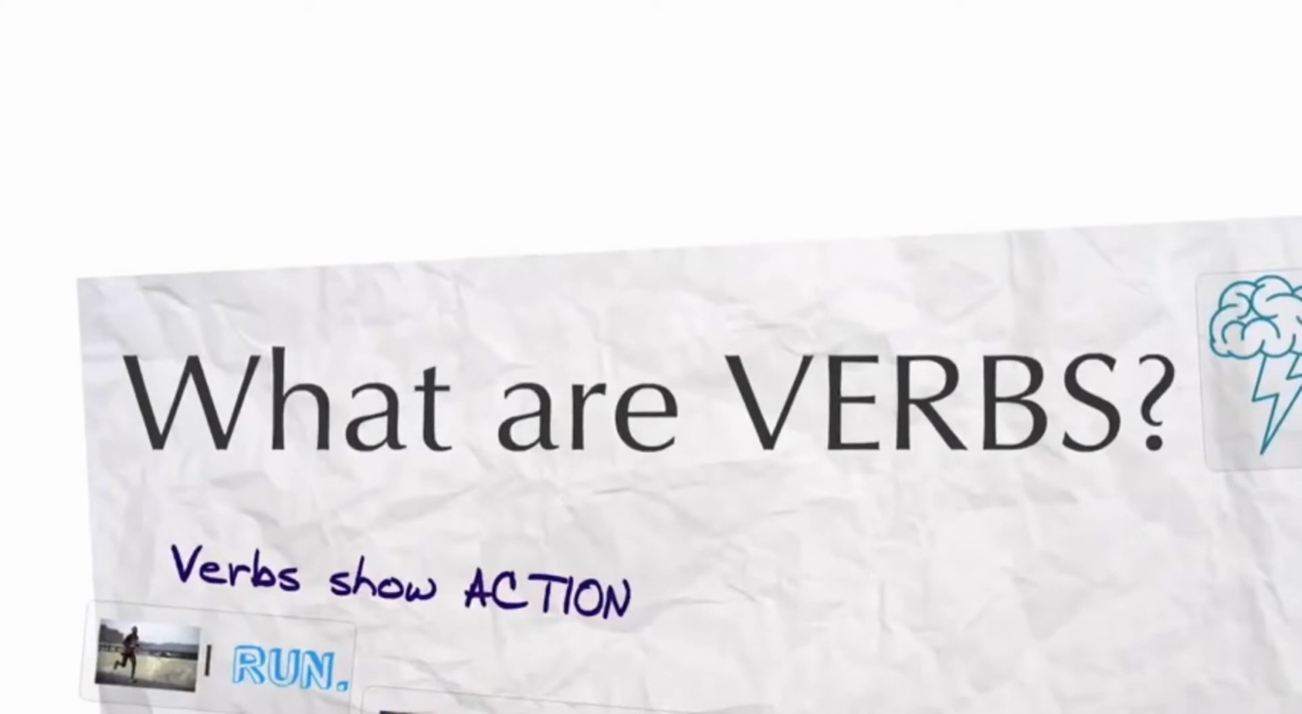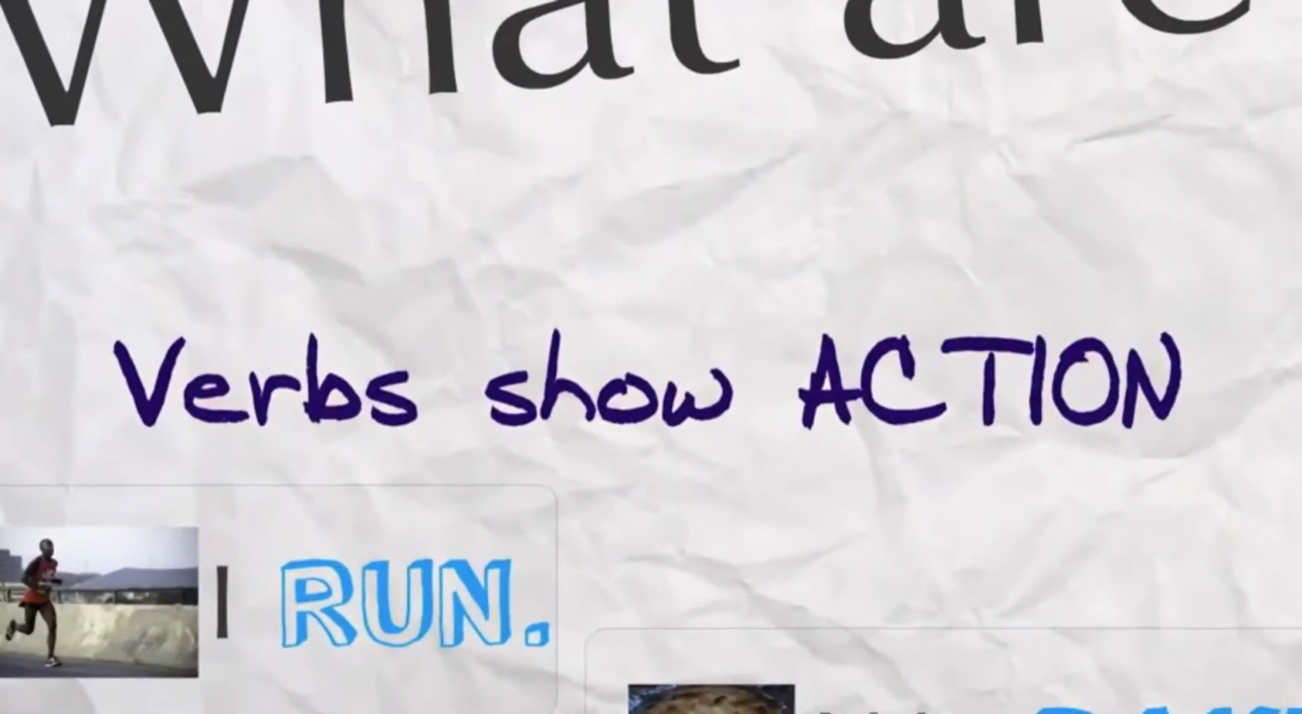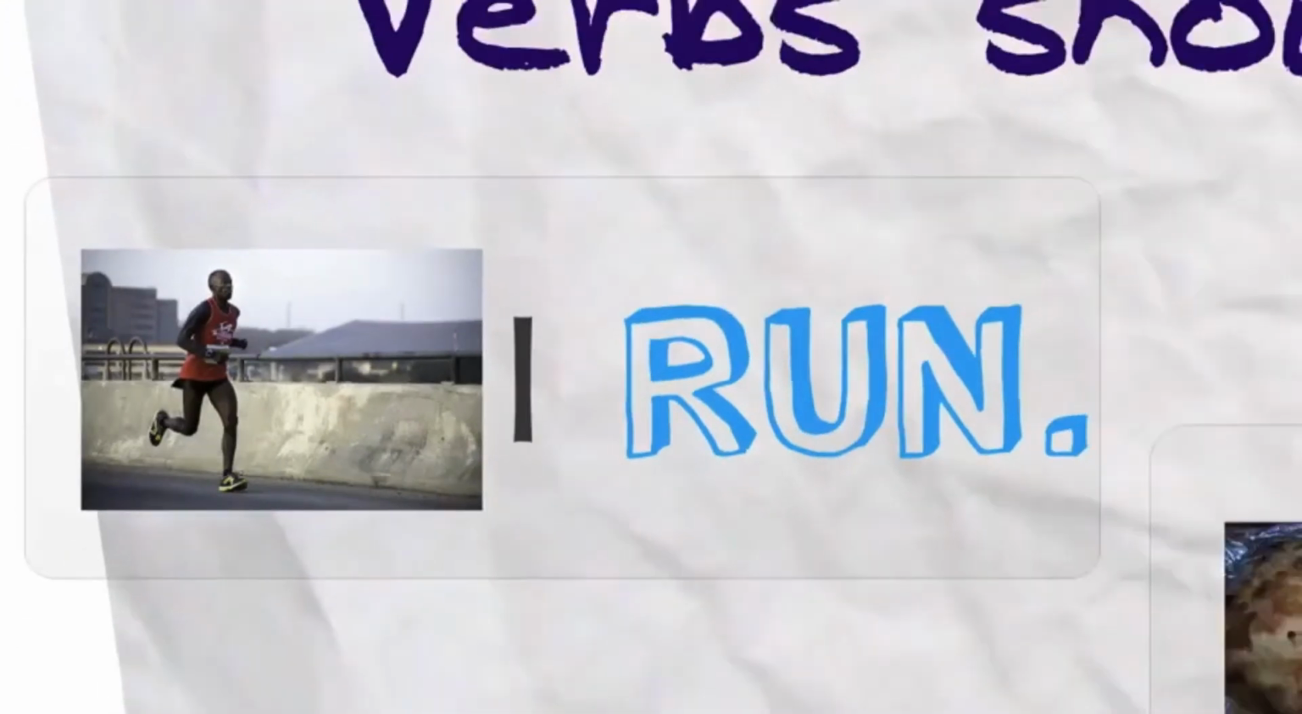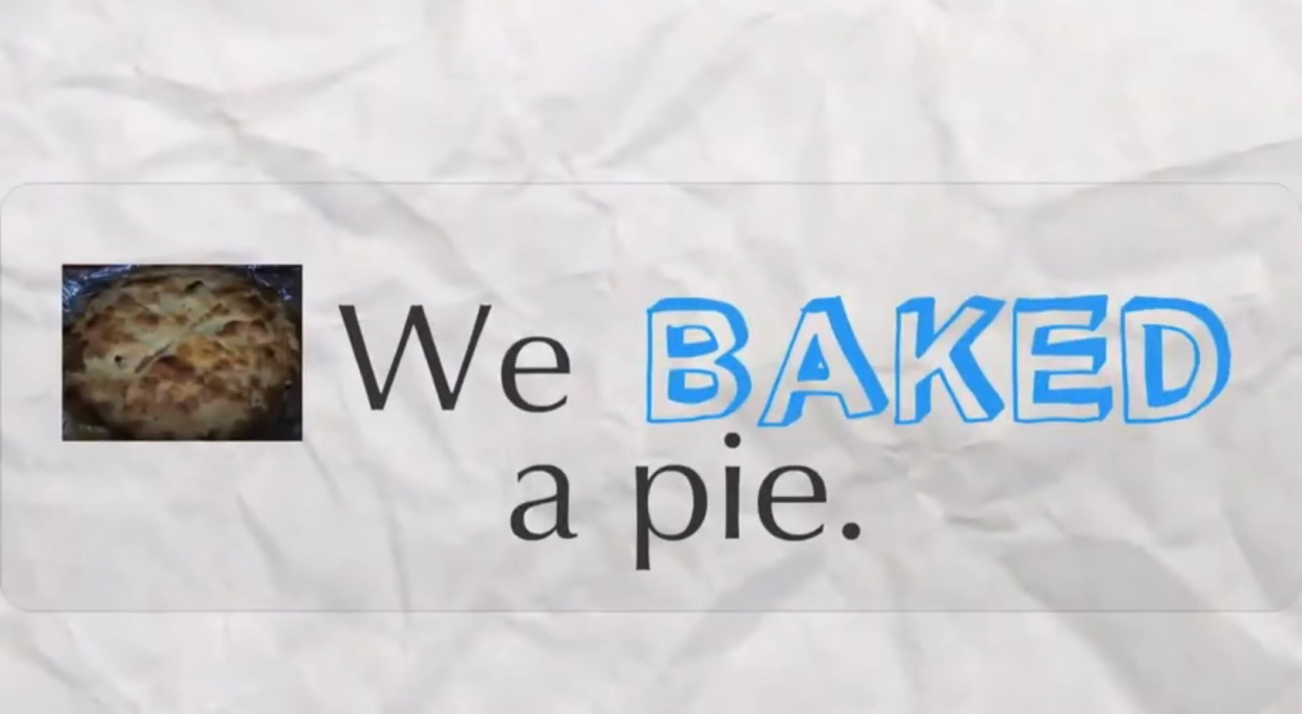First, a brief review. What are verbs? Verbs show action, and the action being performed in the sentence. For example, I run. Run is the verb that shows an action. Another example is the sentence, we baked a pie. Baked is the verb because it shows an action.